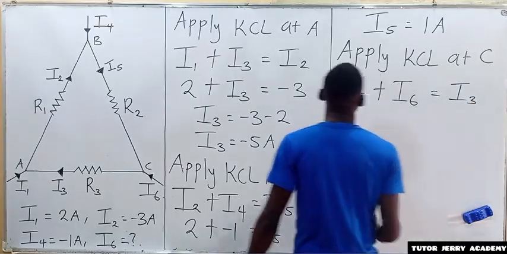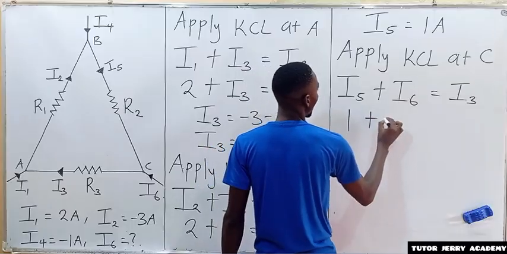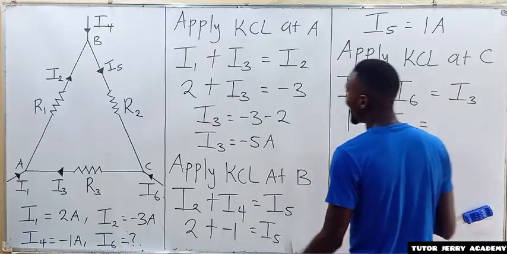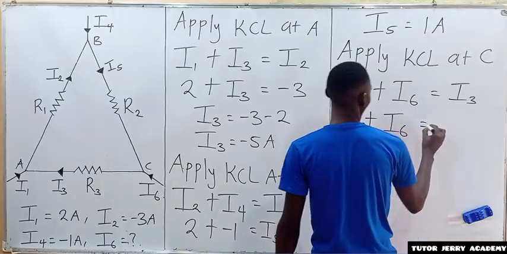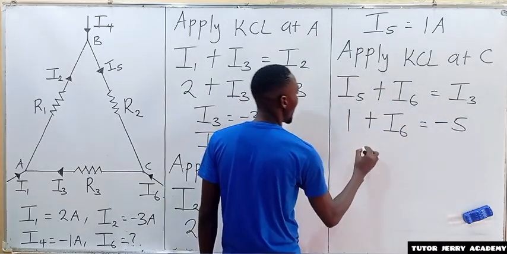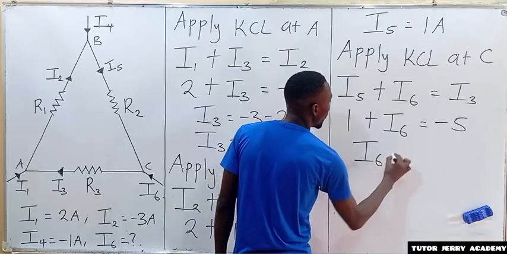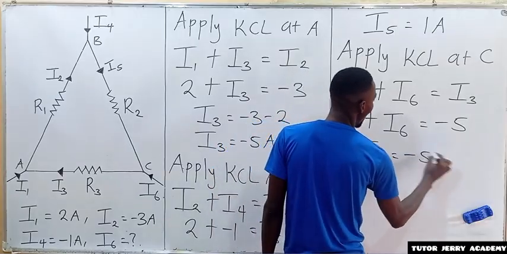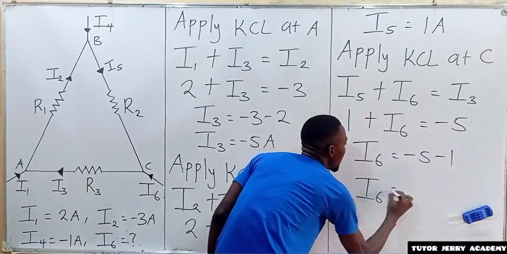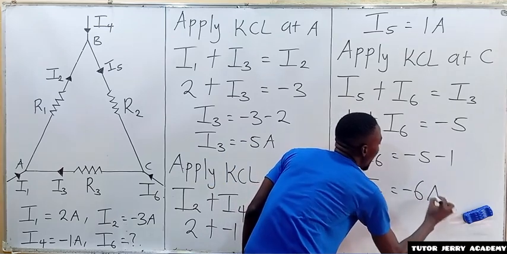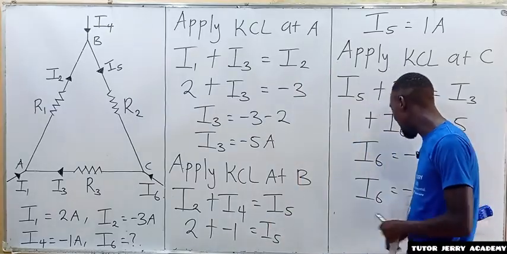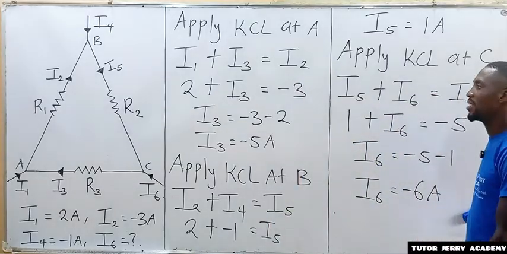What is I5? I5 is 1, plus I6, which we want to look for, equals I3. What is I3? I3 is minus 5. If we send this one to that side, I6 will be equal to minus 5 minus 1. So I6 will be equal to minus 6 ampere. So it shows that the value of I6 is minus 6 ampere.